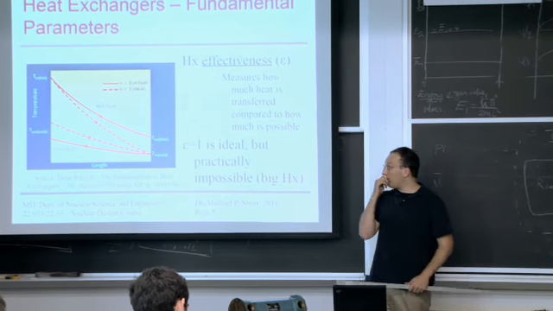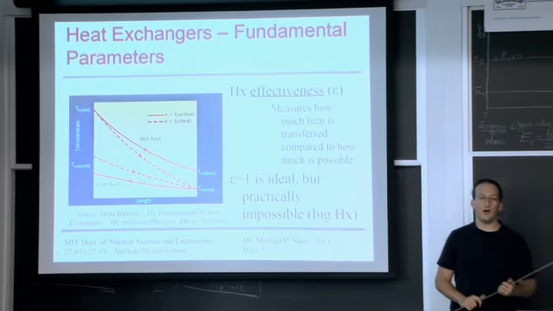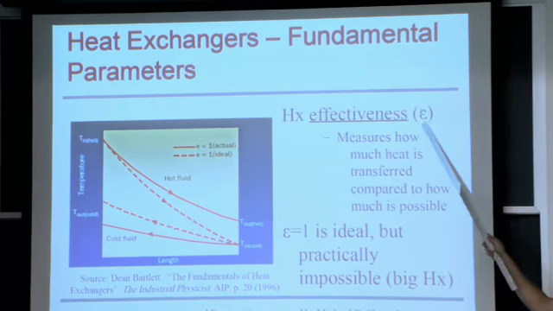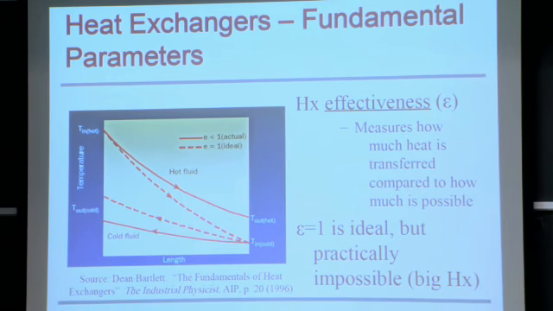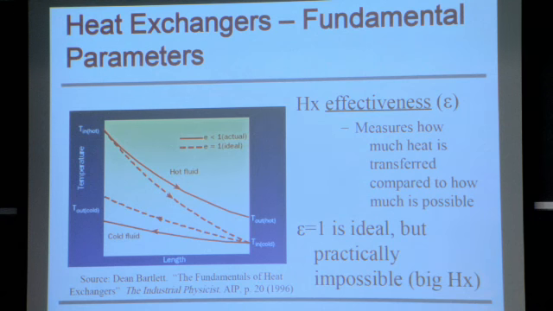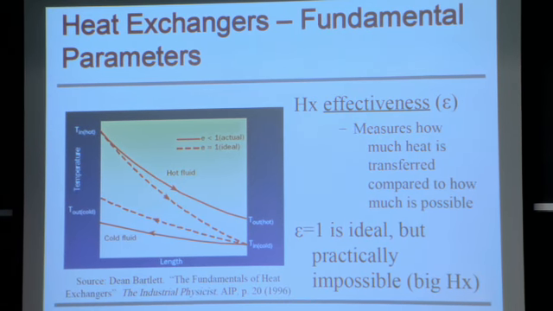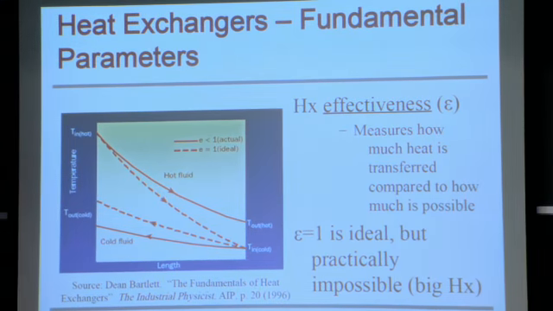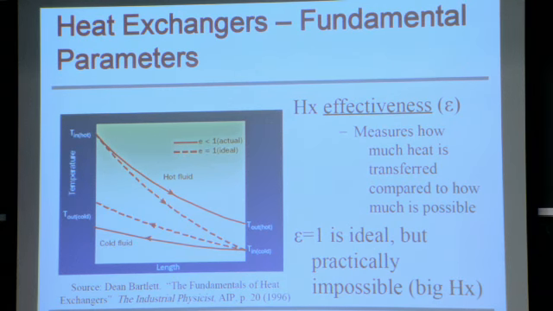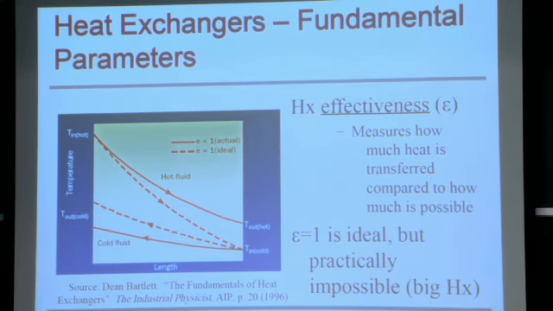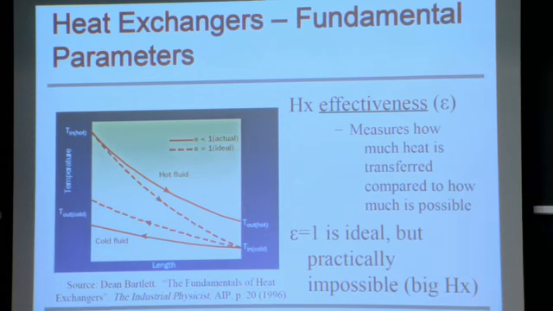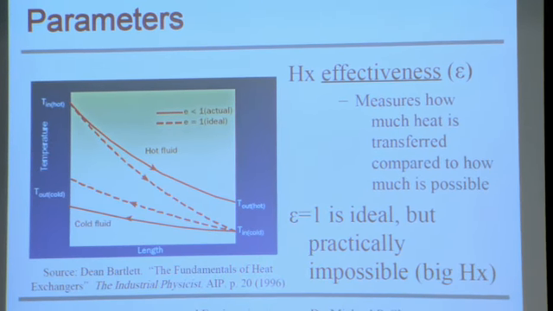So some fundamental parameters of heat exchangers. One of them is the effectiveness, not the efficiency, but the effectiveness. It measures how much heat is transferred compared to how much is possible. So can one fluid absorb all the heat from the other fluid? If so, then the heat exchanger's effectiveness would be 1.